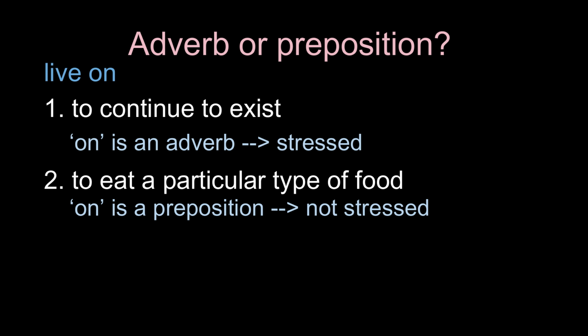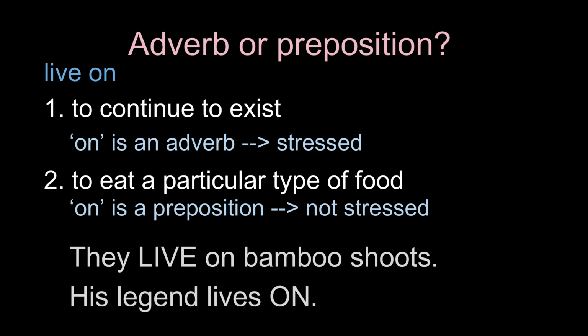Naturally, they are stressed differently as they occur in the following sentences. They live on bamboo shoots. His legend lives on. In the first sentence, on is a preposition, so it is not stressed. But in the second sentence, on is an adverb, so it is stressed.